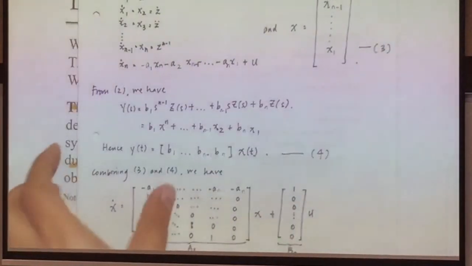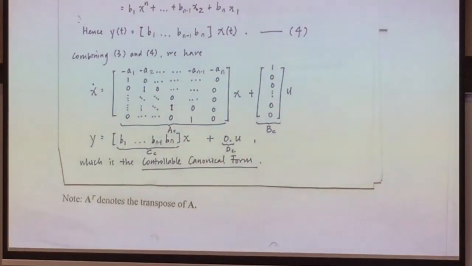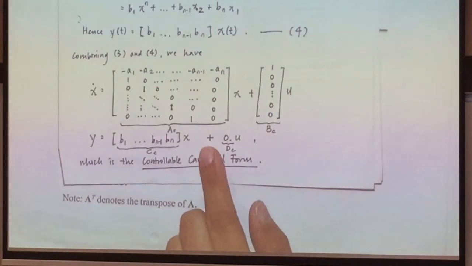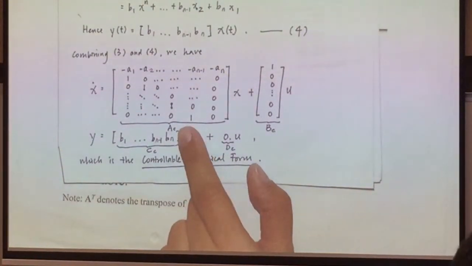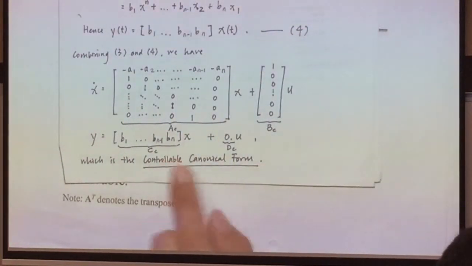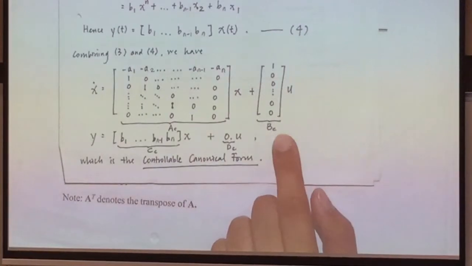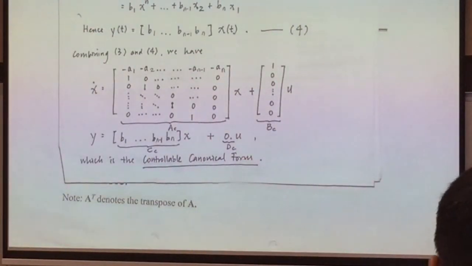So if you don't want to memorize so many canonical forms, you just memorize one. You understand that? Just memorize one. If you memorize the controllable canonical form, remember that AO is AC transpose, BO is CC transpose, CO is BC transpose, and DO is BC. Okay, that's observable.